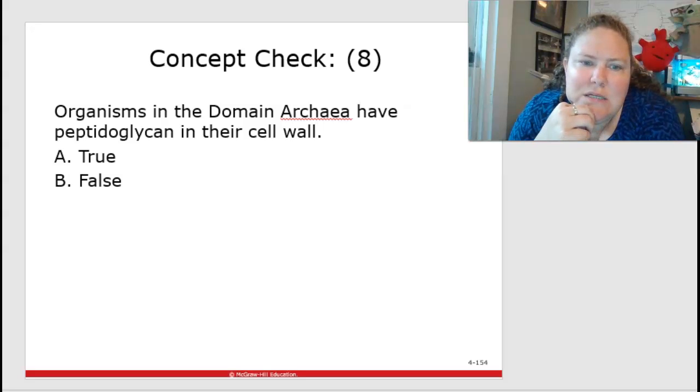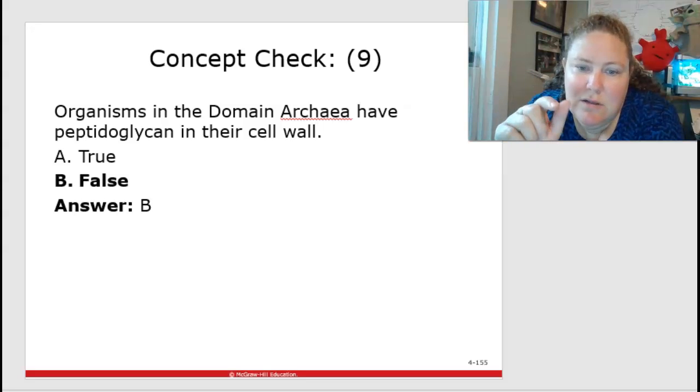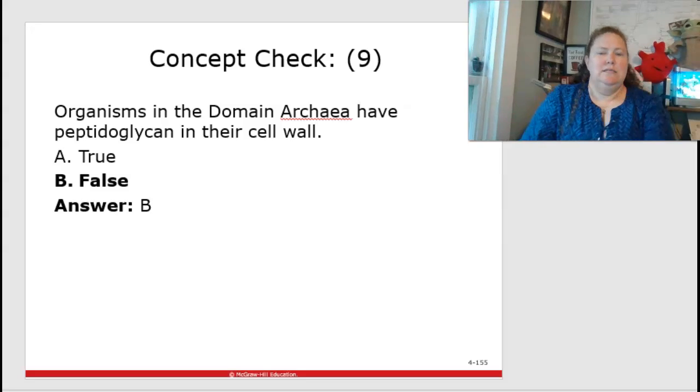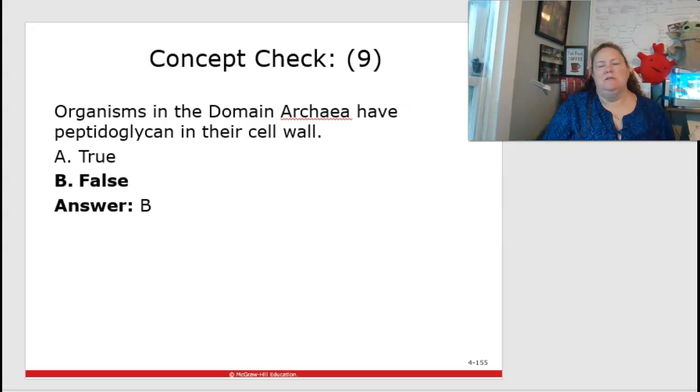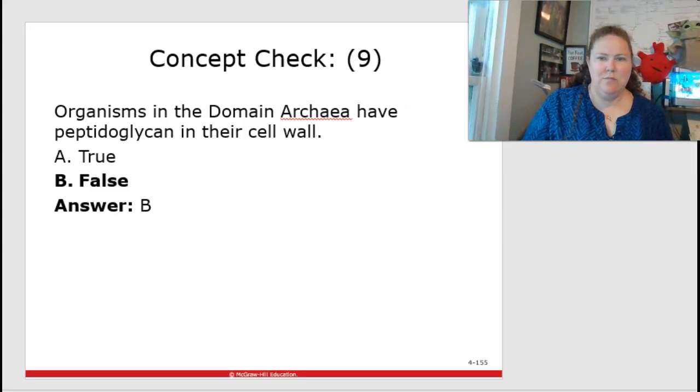So your concept check would be: organisms in the domain archaea have peptidoglycan in their cell walls. Is this true or false? And if you all guessed false, you would be correct. All right, they do not have peptidoglycan in their cell wall. All right, and that wraps up chapter 4.